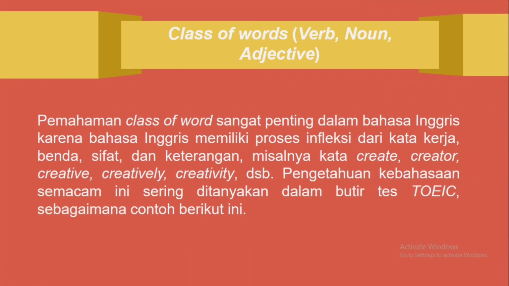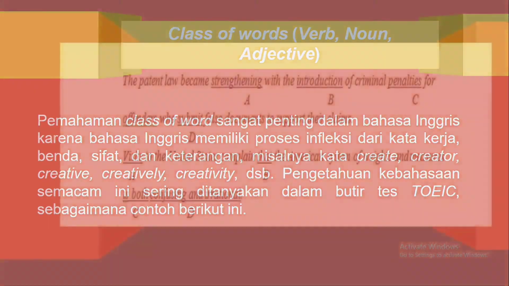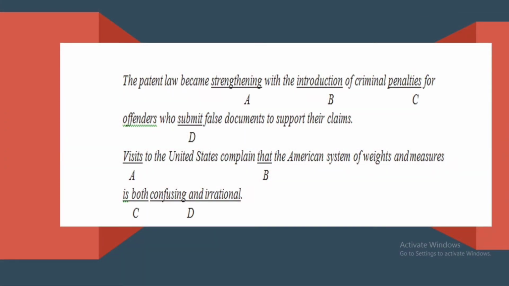Alright, so next we understand class of words, in this case verb, noun, and adjective. Why do we have to understand this? Because we have to try to gain our understanding. For example, create as a verb, creator as a noun, creative as an adjective, creatively as an adverb, creativity as a noun. Something like that. So this is still related to verb, noun, adjective, adverb, and so on. Yes, the patent law became strengthening with the introduction of criminal penalties for offenders who submit false documents to support their claims. Which one is the answer? A, B, C, or D?